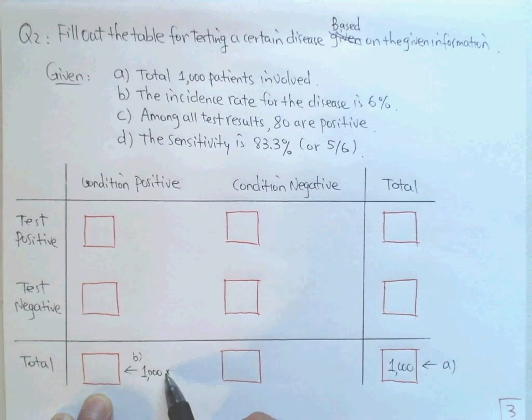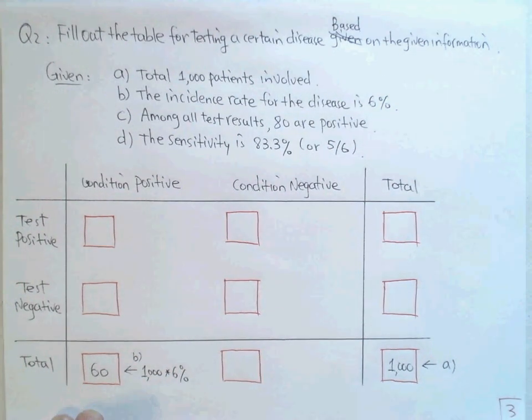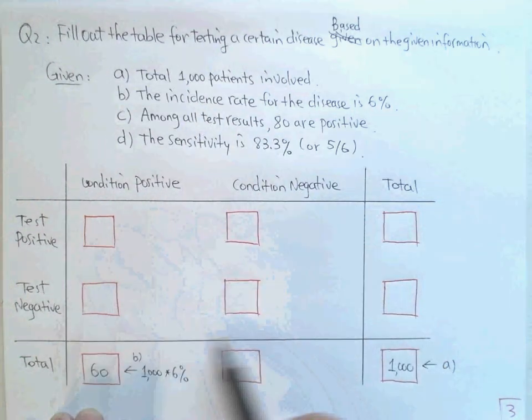6% of disease rate. So this times 6%. How many do we get? Of course we get 60. Okay, we finish the second. Can we look at the third?